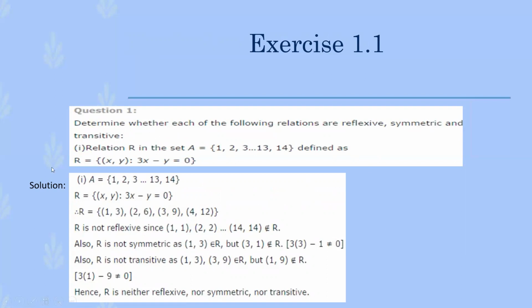See here, relation R is given on the set {1, 2, 3, ..., 14}, defined as R = {(x, y): 3x − y = 0}. So first thing, always we have to see which pairs will satisfy this equation out of 1 to 14. See here, 3x − y means if we put something in the place of x and y, it should come to 0. So the first pair can be (1, 3), second (2, 6), (3, 9), and (4, 12). Only these four pairs can be there.